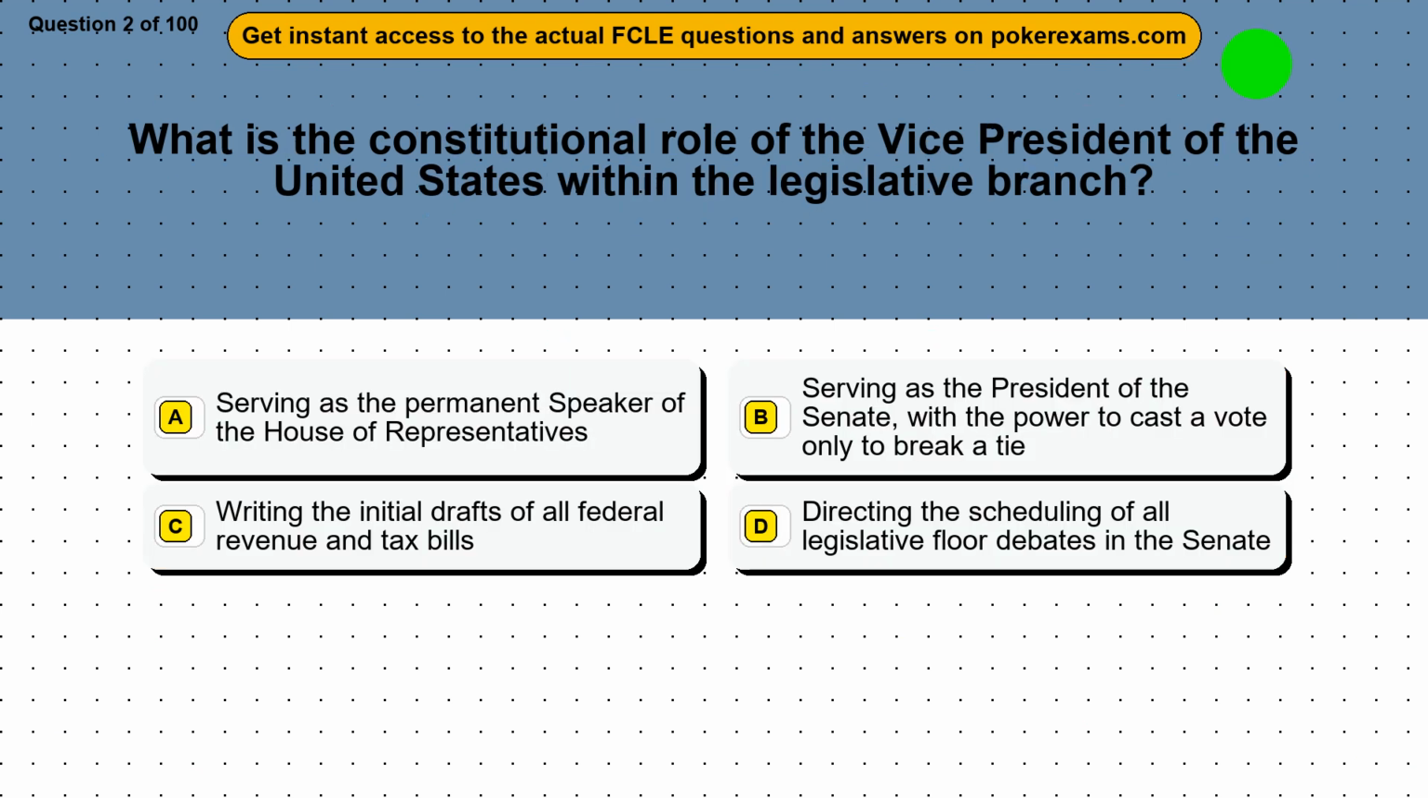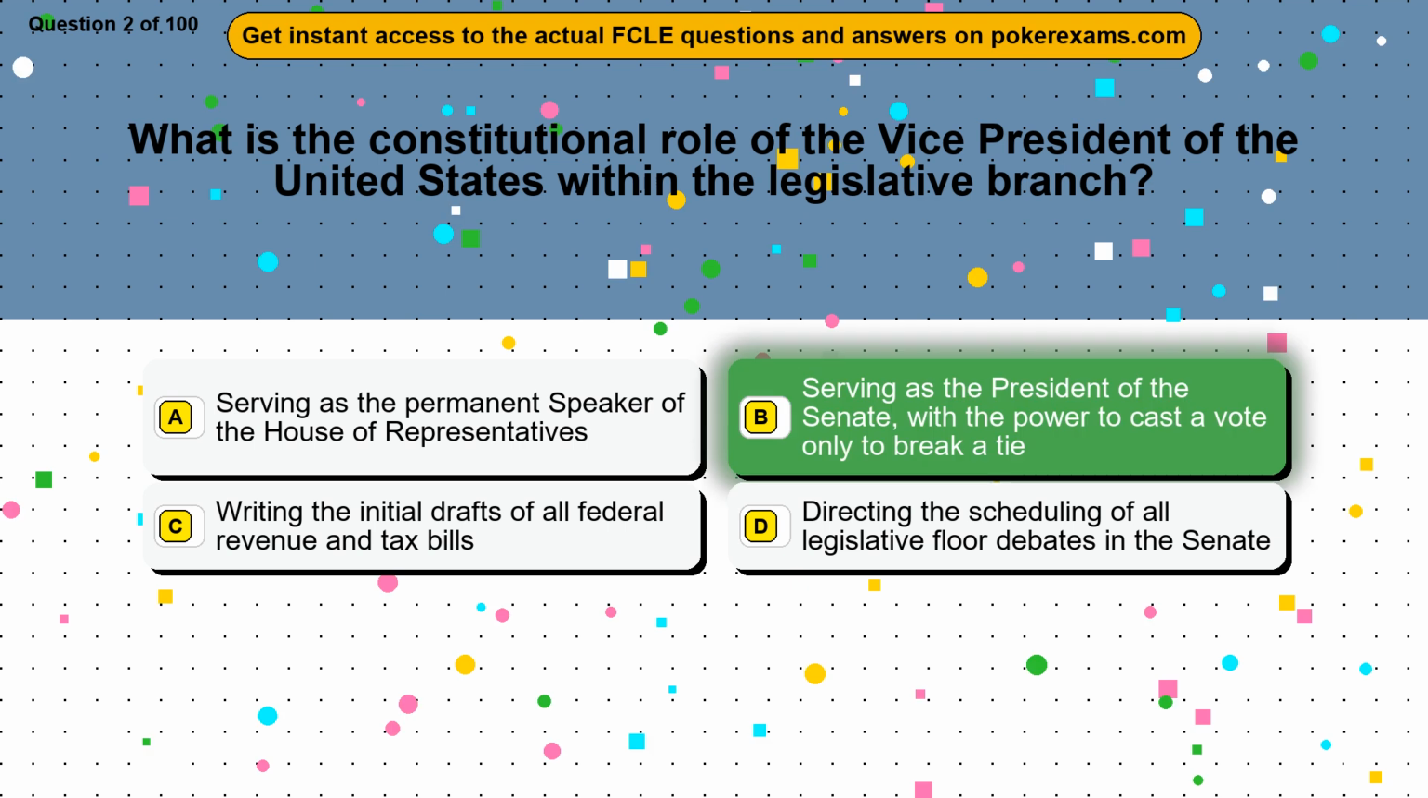Question 2. What is the constitutional role of the Vice President of the United States within the legislative branch? Option A. Serving as the permanent Speaker of the House of Representatives. Option B. Serving as the President of the Senate, with the power to cast a vote only to break a tie. Option C. Writing the initial drafts of all federal revenue and tax bills. Option D. Directing the scheduling of all legislative floor debates in the Senate.